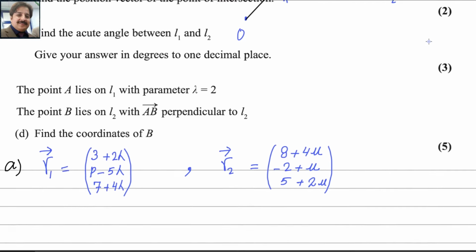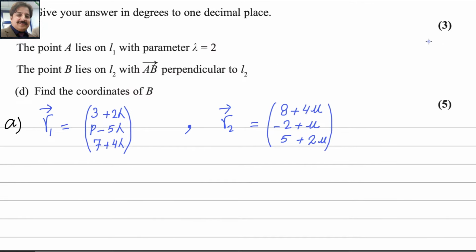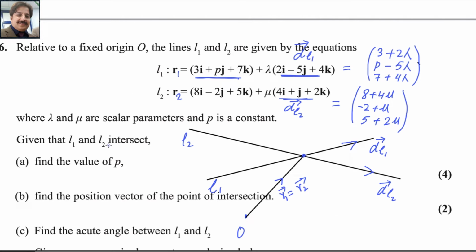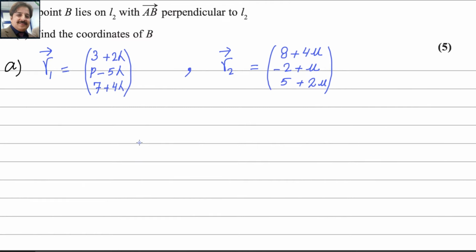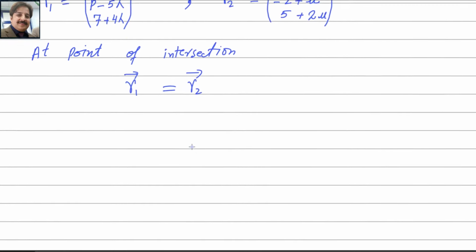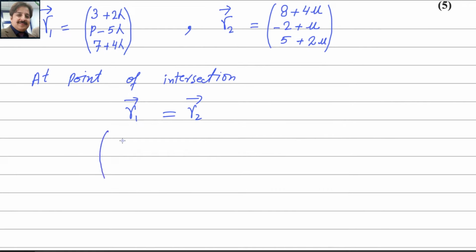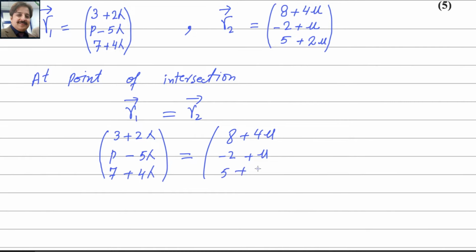To save time, I already wrote these two position vectors, because at the point of intersection we want to find p. They are intersecting, therefore at the point of intersection r1 vector equals r2 vector. So we equate these two vectors: 3 plus 2 lambda, p minus 5 lambda, and 7 plus 4 lambda equals 8 plus 4 mu, minus 2 plus mu, and 5 plus 2 mu.